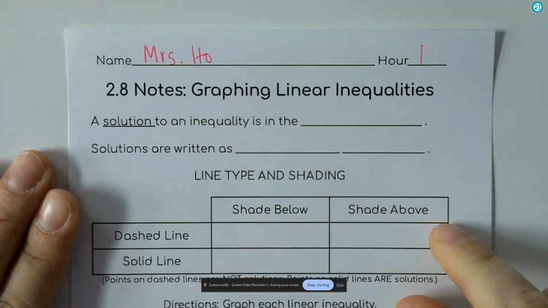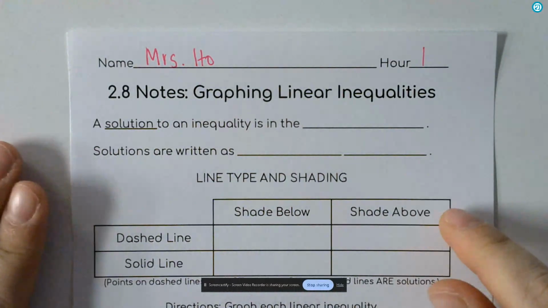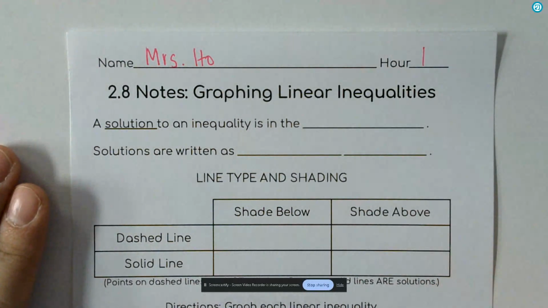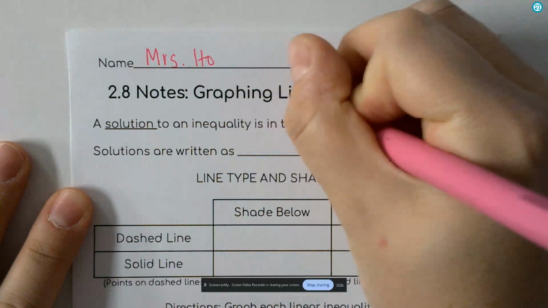Today we are graphing linear inequalities. A solution to an inequality is anywhere in the shaded area.